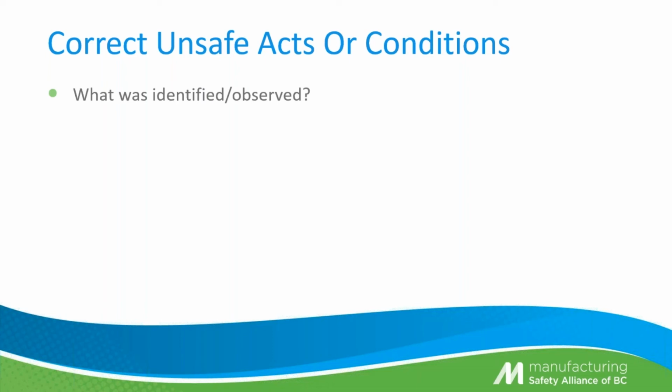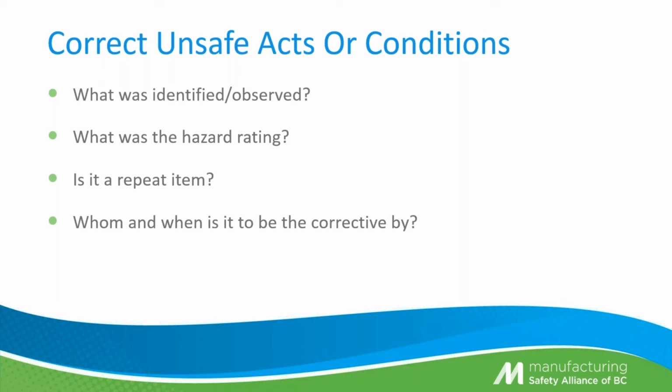Correct unsafe acts or conditions. So we need to look at what was identified, what was observed, write that down. Example, our forklift operators were all wearing their seatbelts at the time. What was the hazard rating? Again, rated A, B, or C. Is it a repeat item? Is this something that's coming up on a regular basis? Whom and when is it to be corrected by?